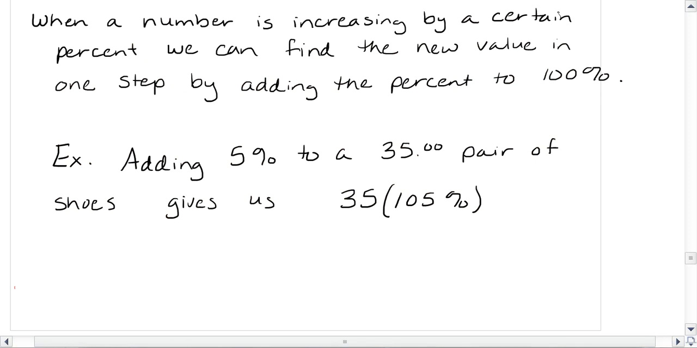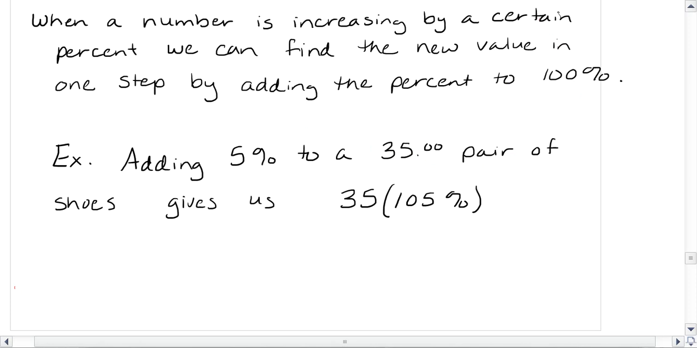Now, when we have a number that we're increasing by a certain percent, we could do it in two steps, find the change and then add it on. But it's much nicer to do this in one step. So when a number is increasing by a certain percent, we can find the new value in one step by adding the percent to 100.